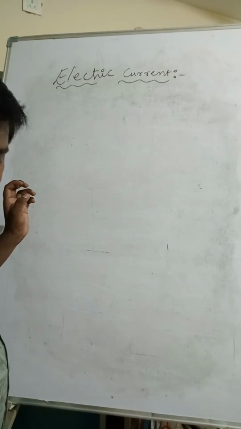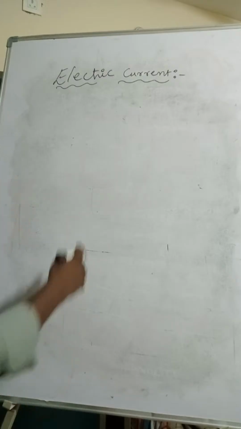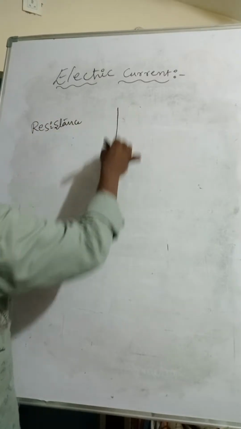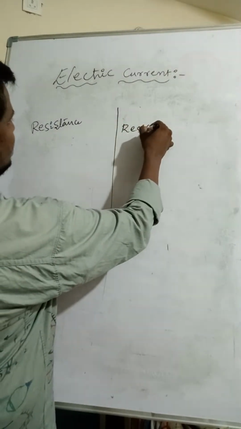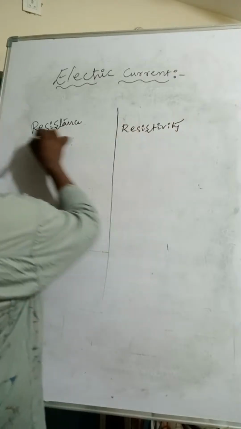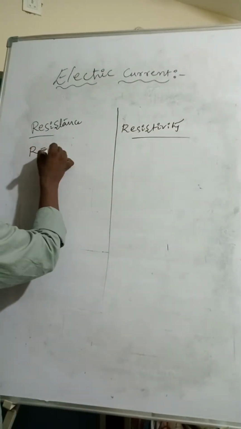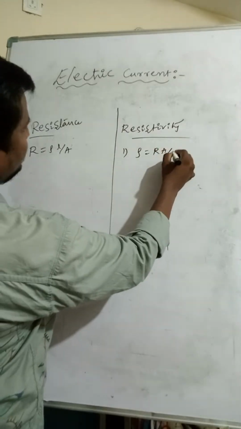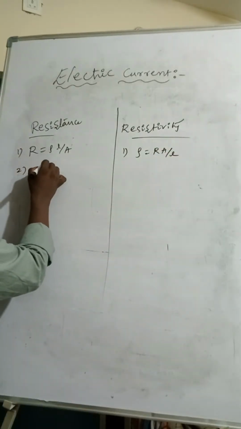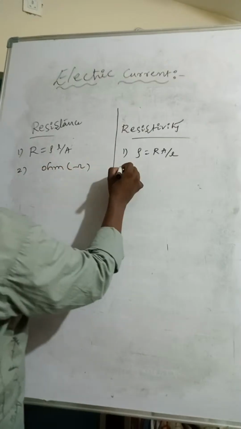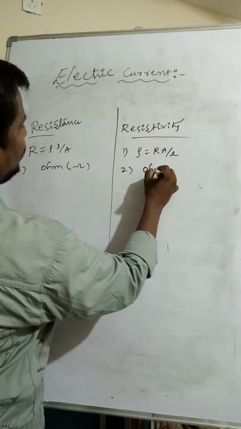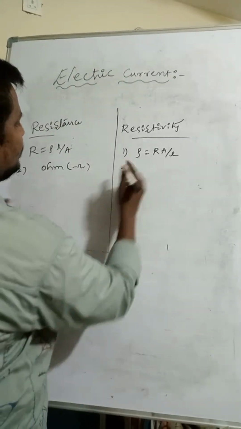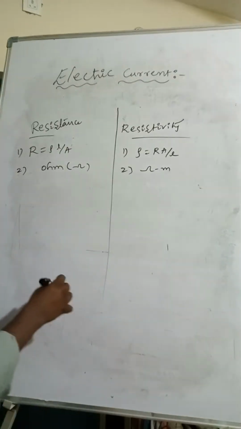So next one, the difference between resistance and resistivity. Here is the resistance, and coming to resistivity. R equals rho into L by A, so rho equals RA by L. The second point: the SI unit of resistance is ohm, while the SI unit of resistivity is ohm meter.